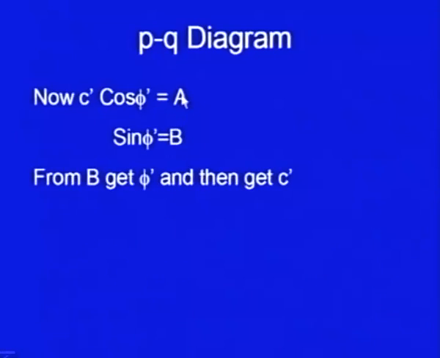This value of a will be equal to c dash cos phi dash and b equal to sin phi dash. From b you can get phi dash, and then from the first equation you can get c dash. So, it is a better way and mathematically a simpler way of getting c dash and phi dash.